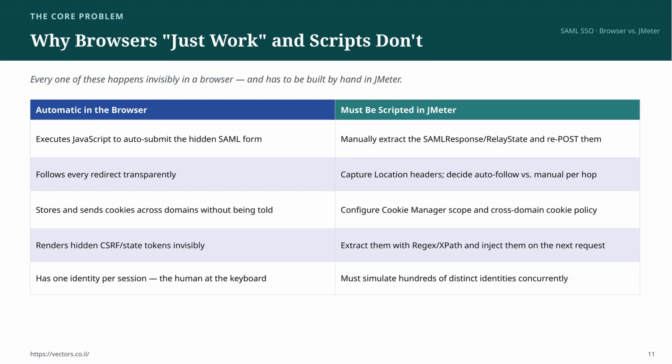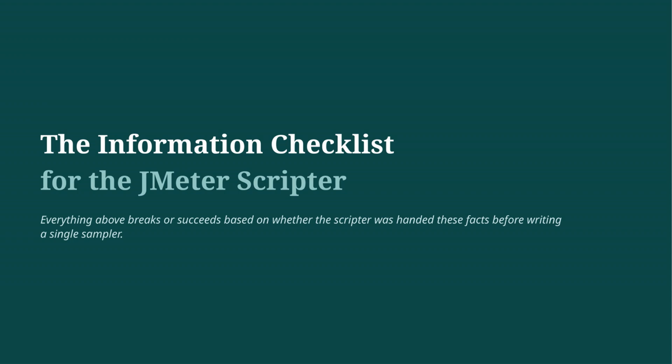Stepping back, here's the pattern across all 7 steps. Everything that a browser does, invisibly and automatically, running JavaScript, following redirects, managing cookies across 2 different domains, remembering hidden tokens, a JMeter script has to do explicitly, by hand, correctly, for every single one of potentially hundreds of concurrent simulated users. That's really the whole challenge of SAML load testing in one sentence. So that's the flow, and that's why it's hard to script.